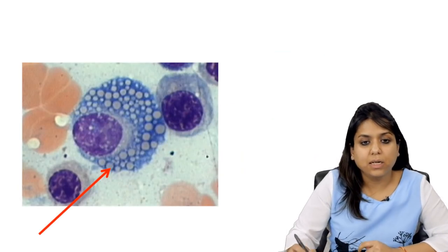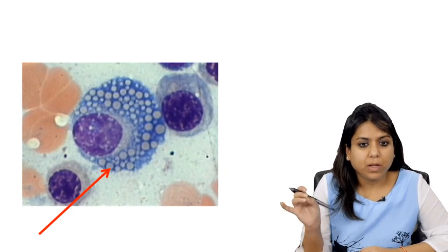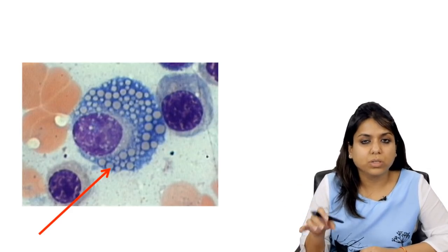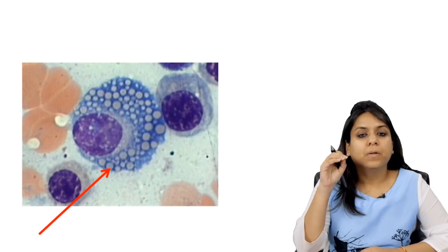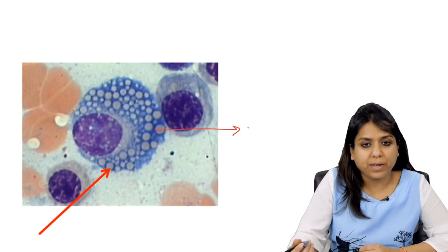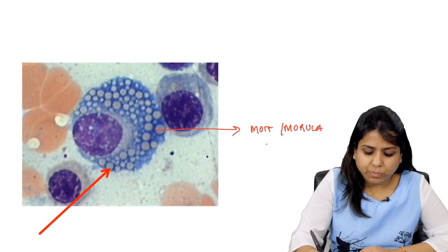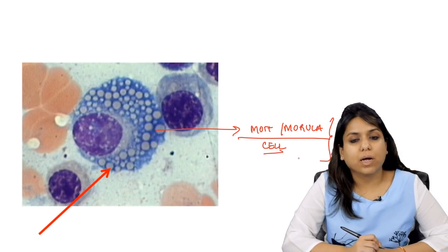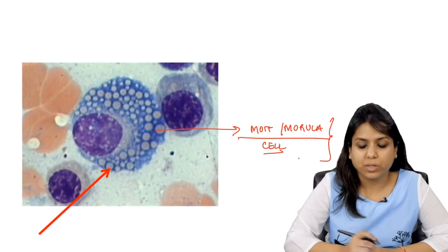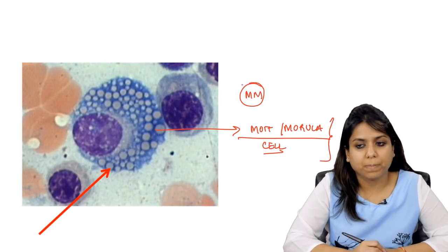This is another cell. I have identified this is also a plasma cell, and this has a lot of inclusions in the cytoplasm, but these inclusions look like a grape-like cluster. That is why this is called as a mott cell or a morula cell. This cell is called a mott cell or a morula cell, again a characteristic feature of multiple myeloma.